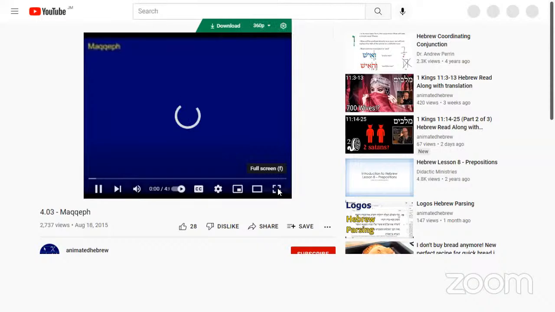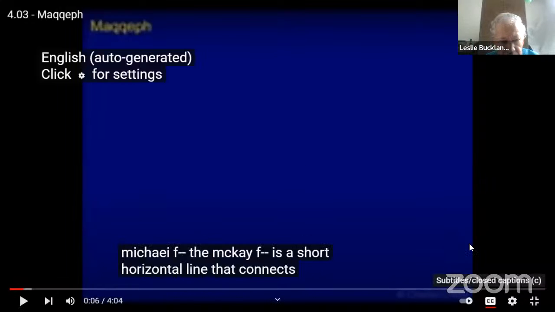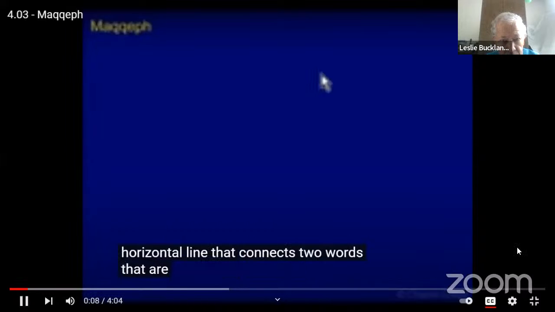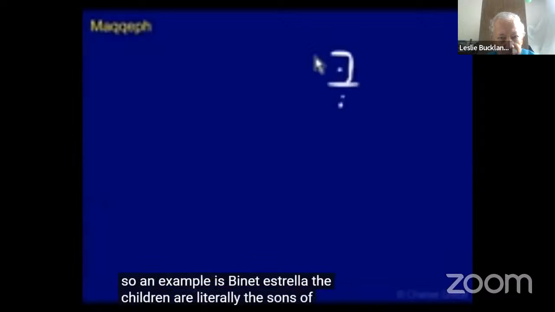The makif is a short horizontal line that connects two words that are associated to each other, closely associated to each other. So an example is Bnei Yisrael, the children, or literally the sons of Israel.